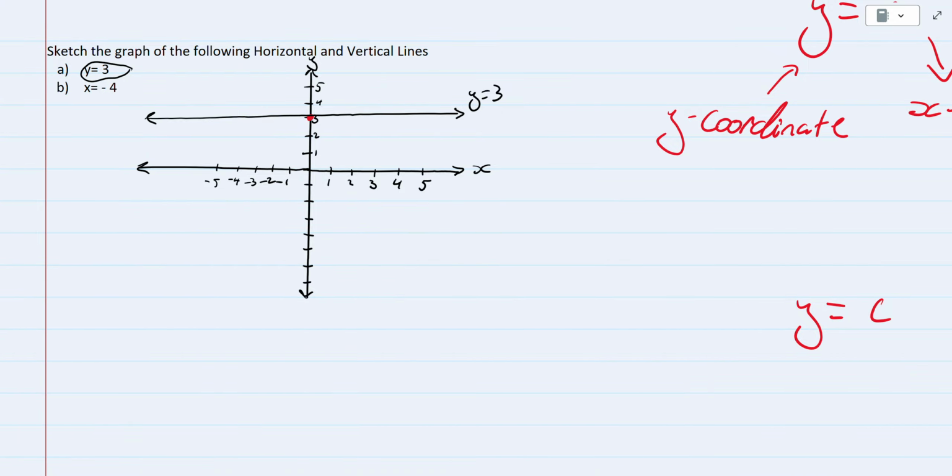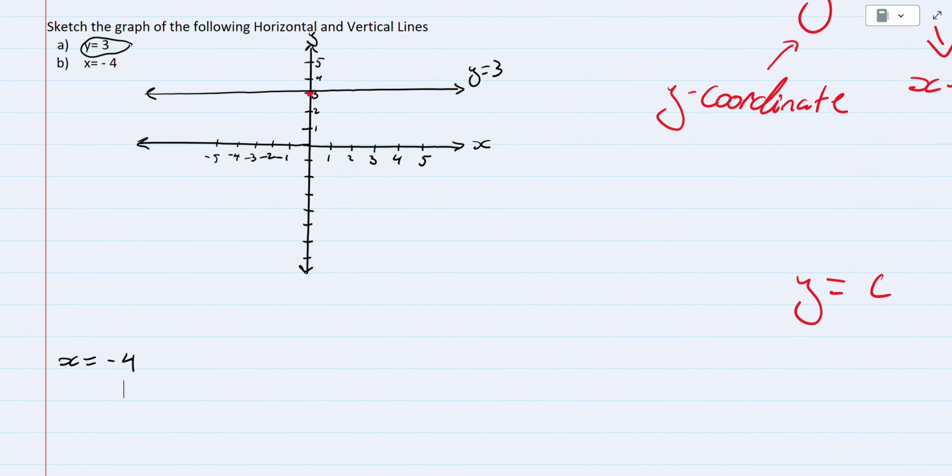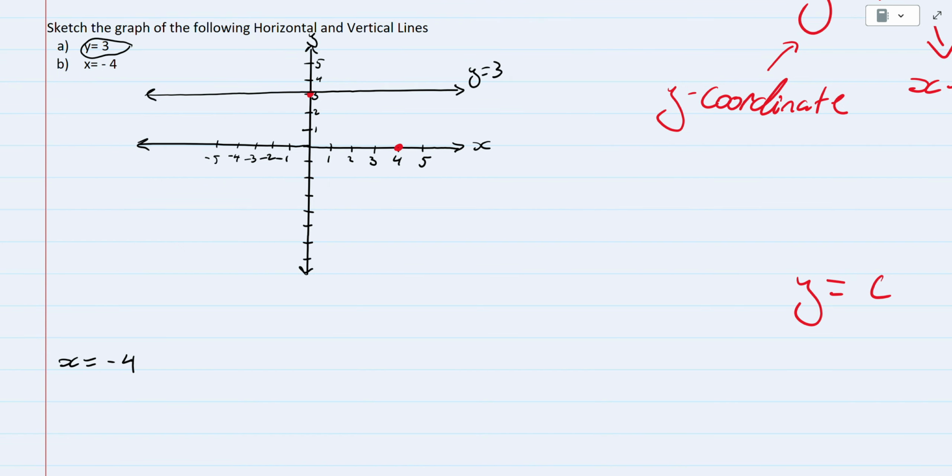What about x equals negative 4? Why do we have x? We've been working with y equals mx plus c this whole time. Now we have x equals negative 4. What does that mean? Well, it means that our x-coordinate is at negative 4. So I could do this in a different color on the same graph. That's this point here. I'm going to do it in blue.